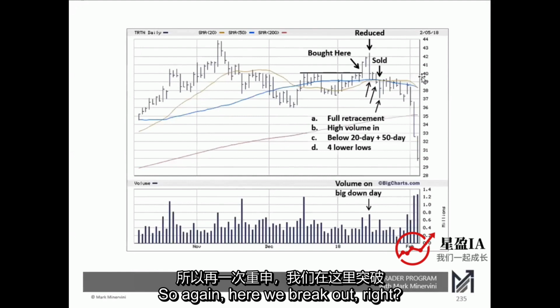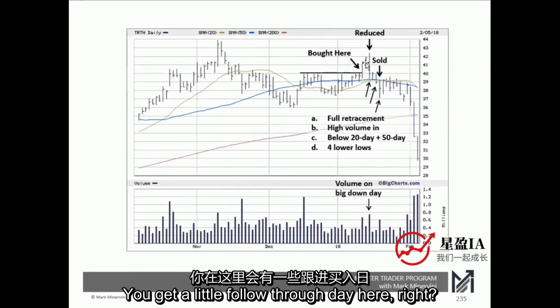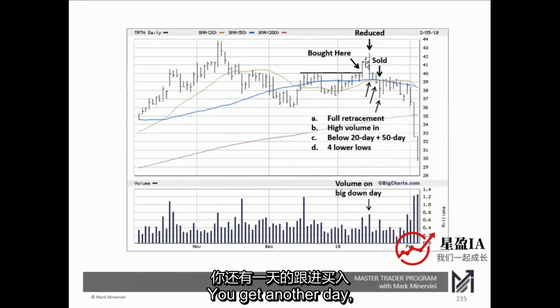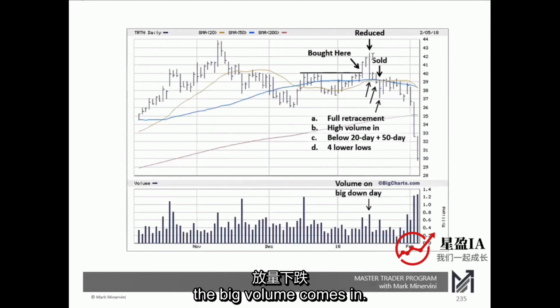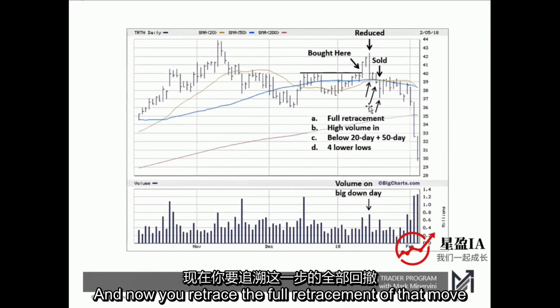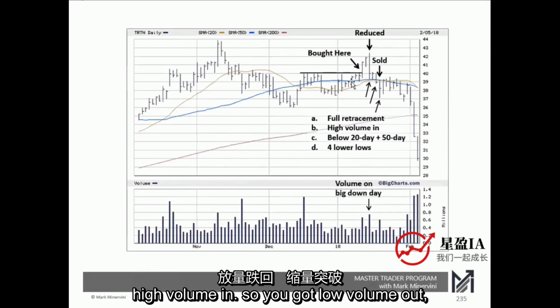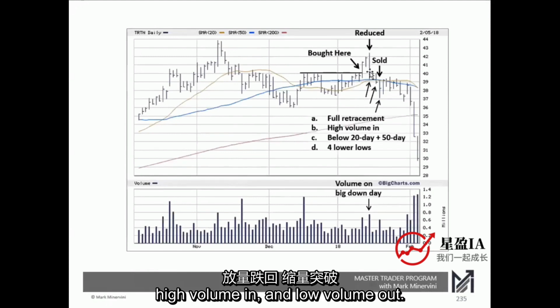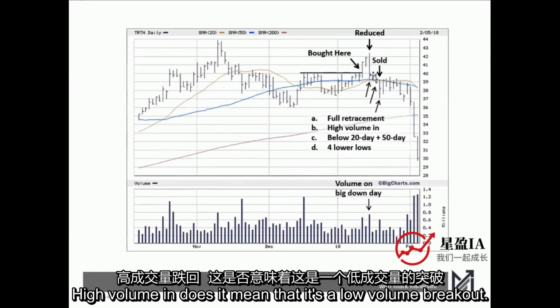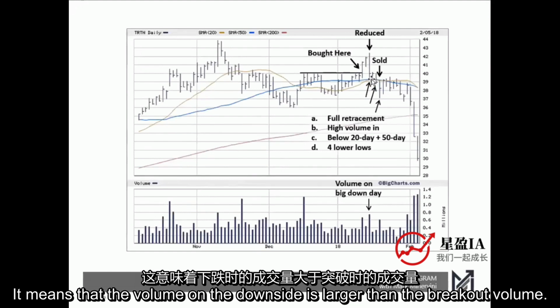So again, here we break out, right? You get a little follow through day here, right? You get another day, but then look, the big volume comes in. Look at this big bar. So you've got the volatility, much bigger bar to the downside, right? And now you've retraced a full retracement of that move, high volume in. So you got low volume out, high volume in, and low volume out, high volume in doesn't mean that it's a low volume breakout. It means that the volume on the downside is larger than the breakout volume.